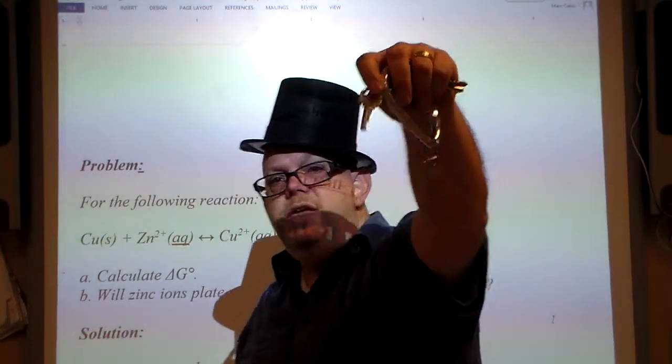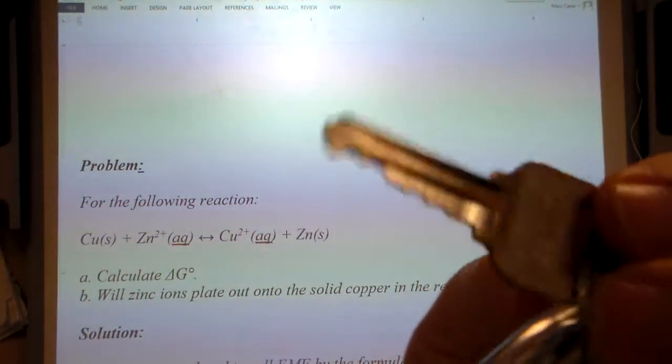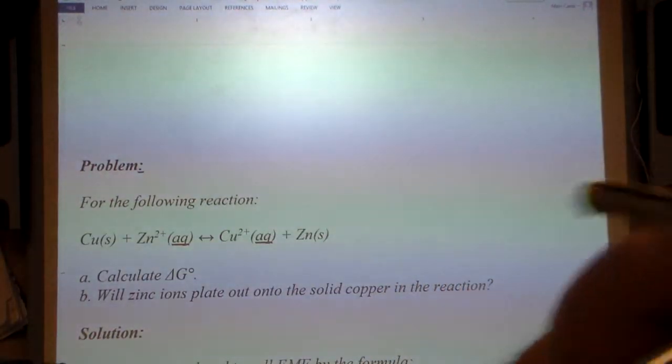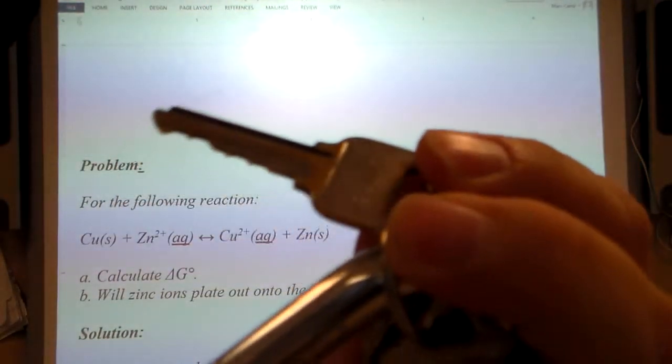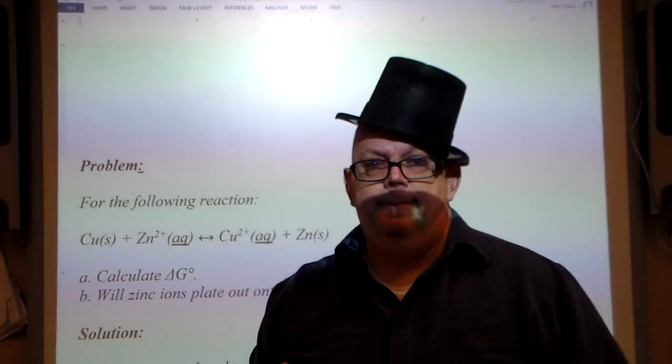You could take a look at this key here for a moment, and you may notice that there is some silver on the top, but there's also some yellow there. Well, what's up with that? That would be an example of metal plating.